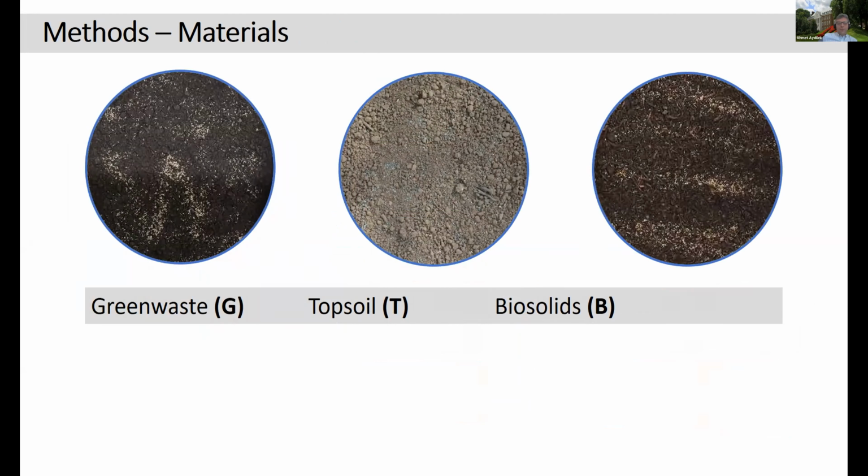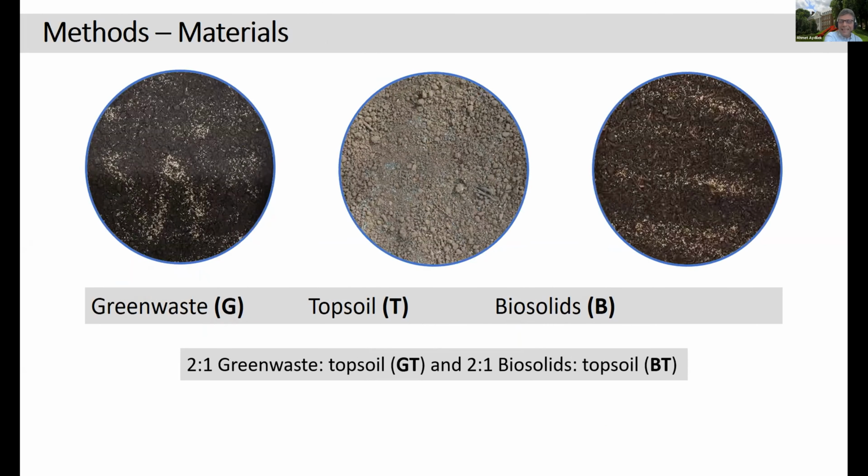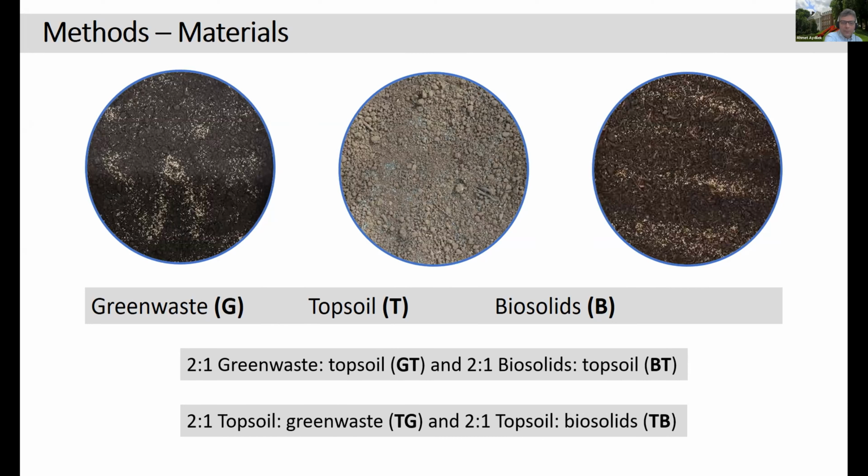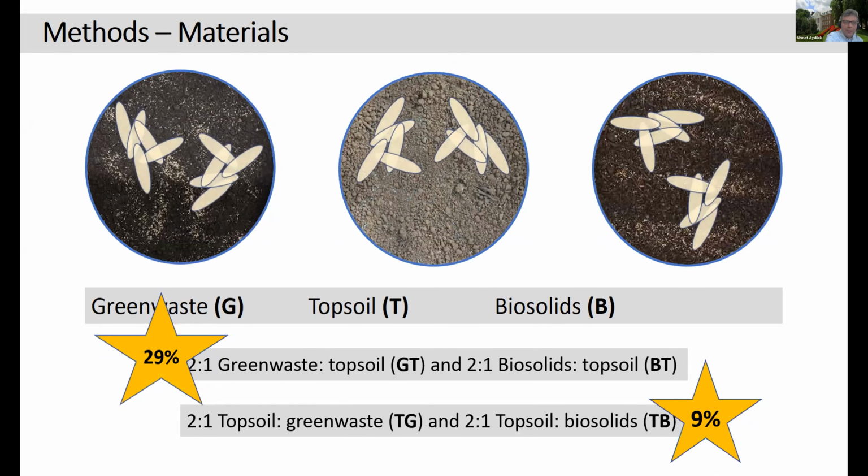Green waste, which is the leaf compost, topsoil, and biosolids compost images are shown here. What we did in the lab and in the field in this particular study was use a volume ratio of 2:1 green waste to topsoil, and the same ratio for the biosolids. They are listed here. If you want to understand what they would correspond to by weight, the first one would be about 29% by weight leaf compost, and the other one would be 9% by weight biosolids compost.